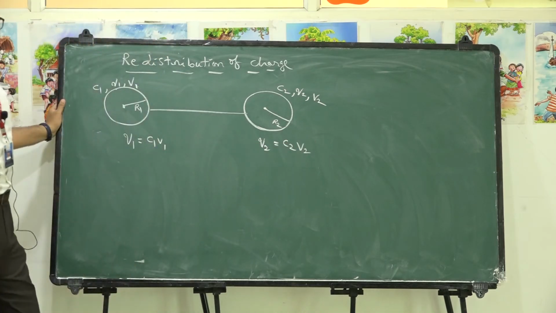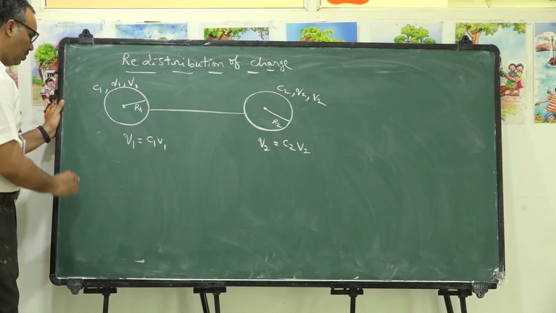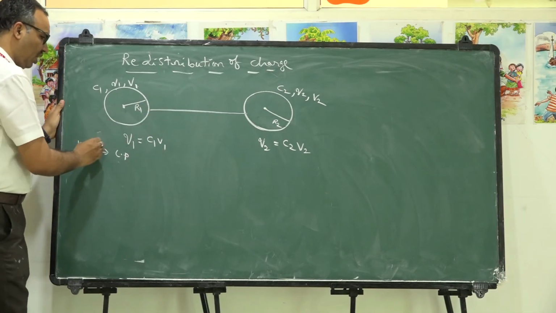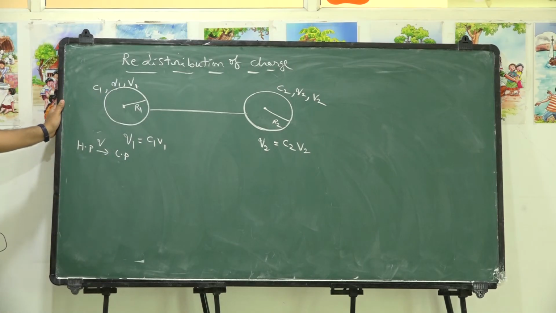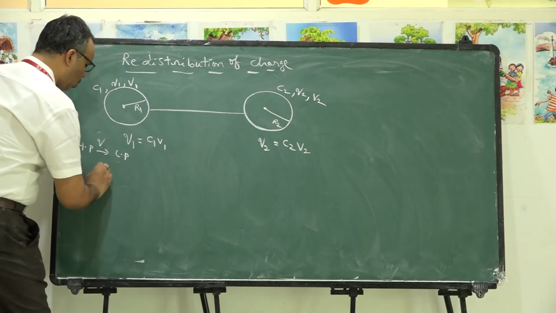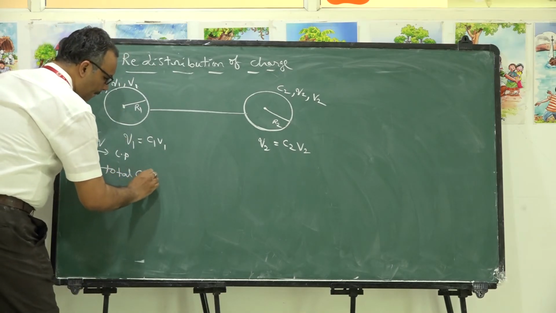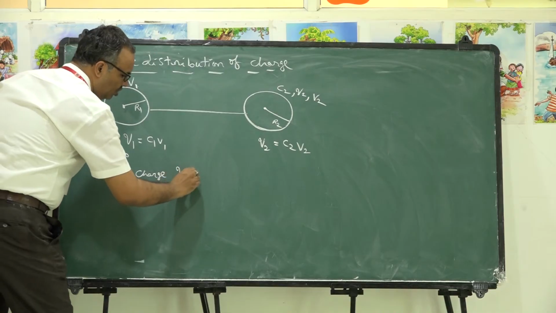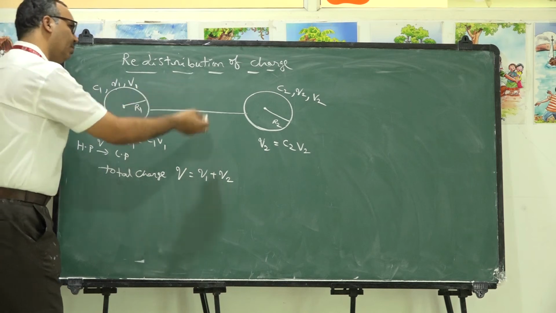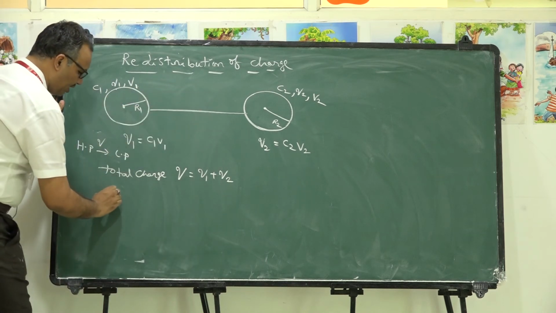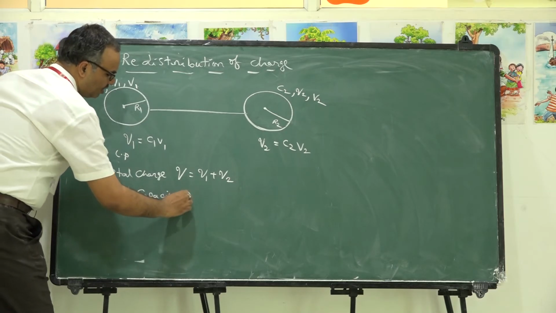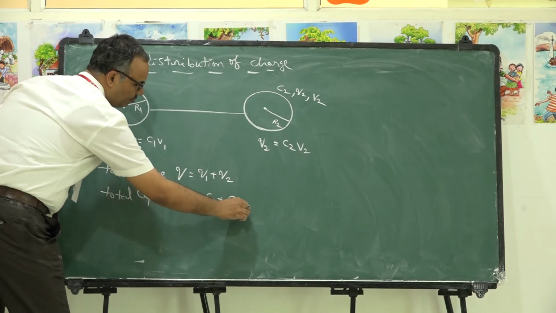Charge transfer is taking place from high potential to low potential. From the high potential sphere to the low potential sphere, the charge is getting transferred till they attain a common potential. What is the total charge here? Total charge Q is equal to Q1 plus Q2. Individually, its capacity is C1, its capacity is C2. So total capacity is C is equal to C1 plus C2.